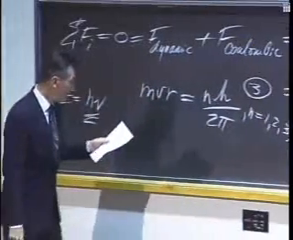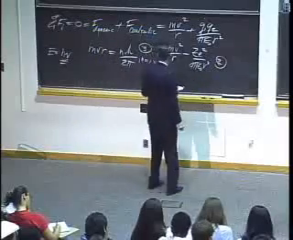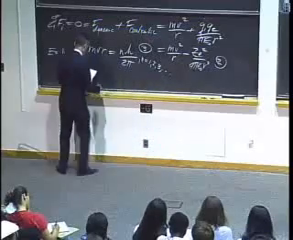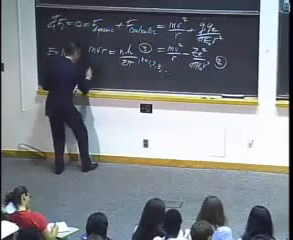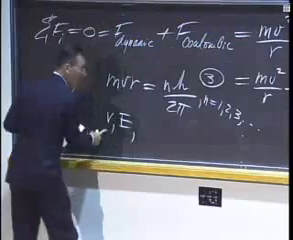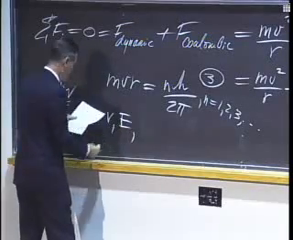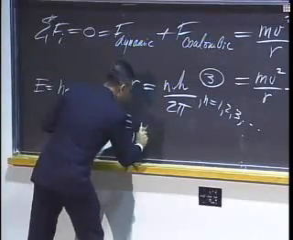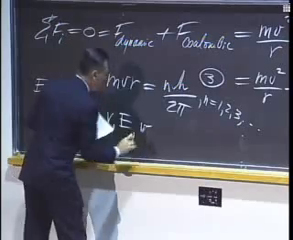So I've got 3 equations and 3 unknowns, and I'm not going to take the time to solve it because I think that's a waste of class time. But those are the 3 unknowns: the radius of the orbit, the energy of the system, and the velocity of the electron.